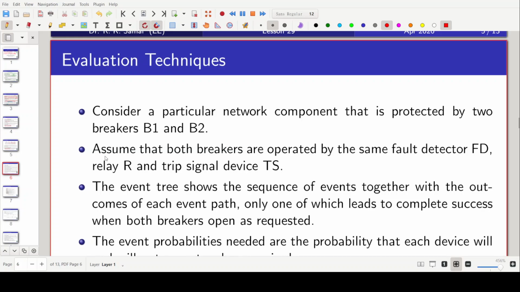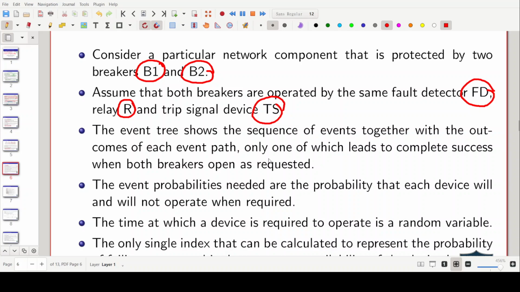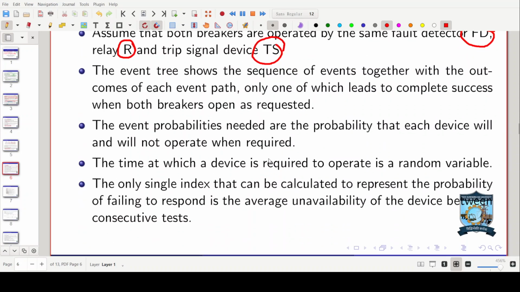So how to evaluate the reliability of a protection system using fault event trees? Consider a particular network component that is protected by two breakers B1 and B2. So we have got two breakers. Assume that both breakers are operated by the same fault detector, relay R and trip signal TS. The event tree shows the sequence of events together with the outcome of each event path.